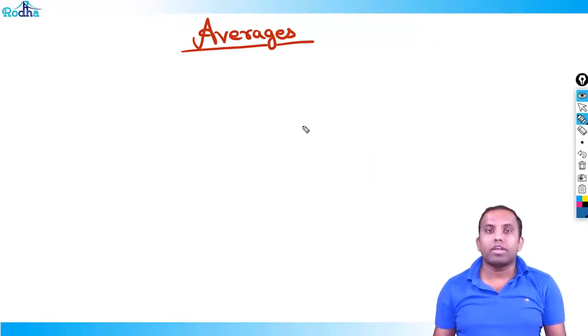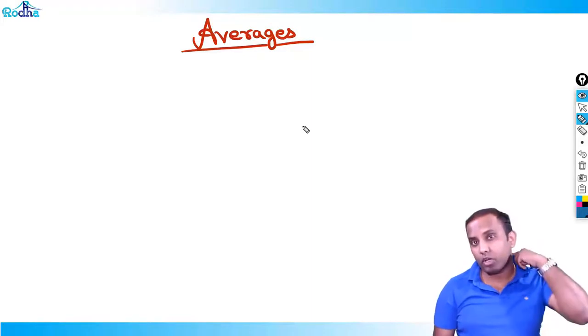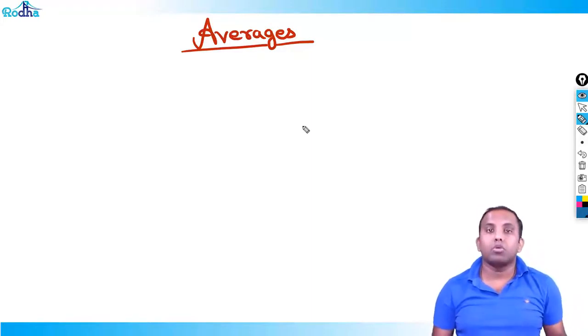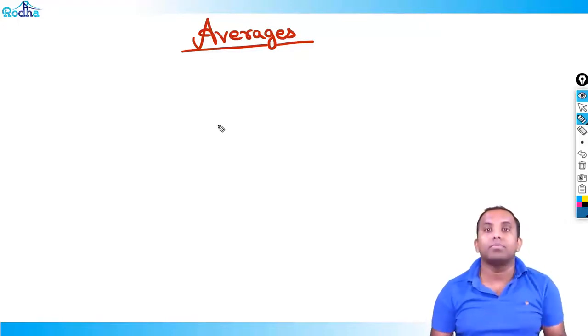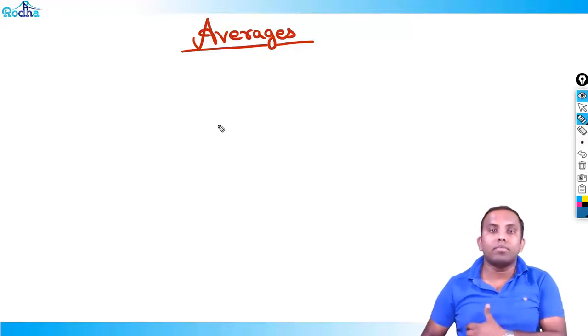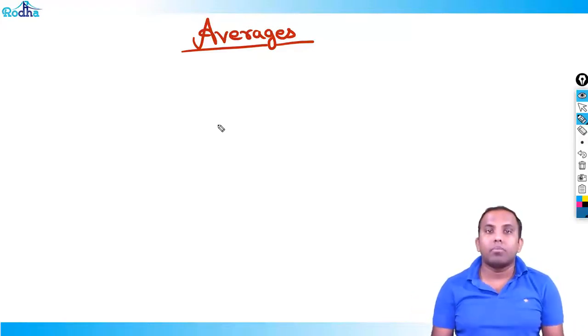Okay, so starting averages today, a very important topic. In almost all the examinations, the questions on averages are there. It's an easy topic, but it involves a good amount of concept, right? So I have to discuss those concepts. Okay, so we'll start right from the basic level, and we'll go to the highest level.